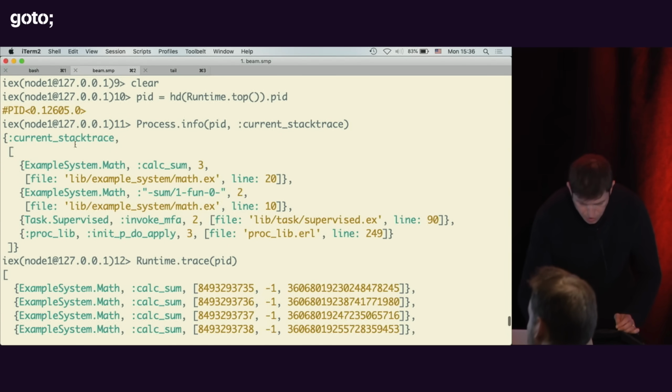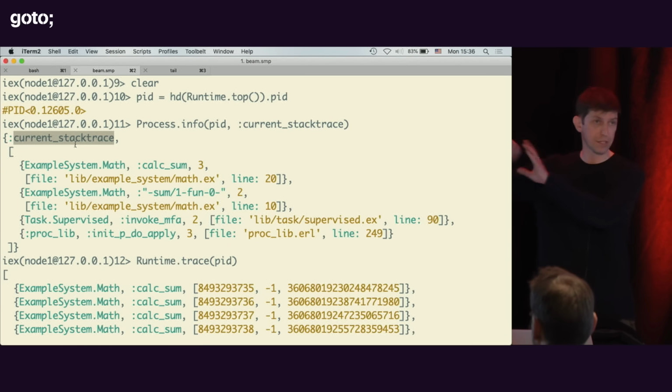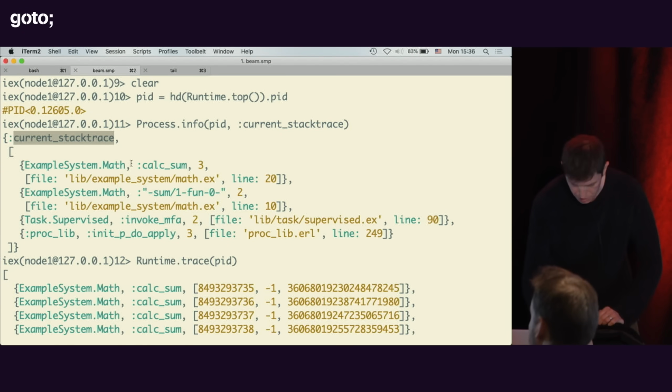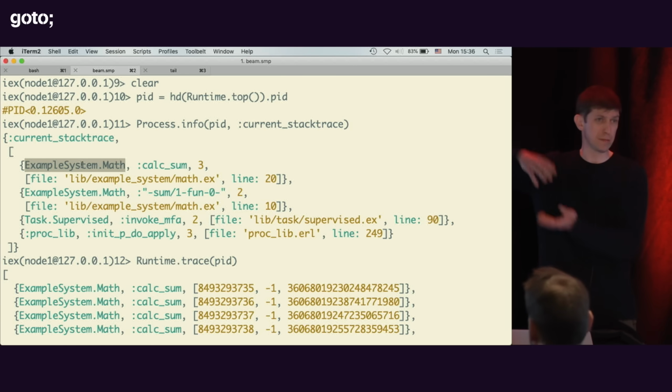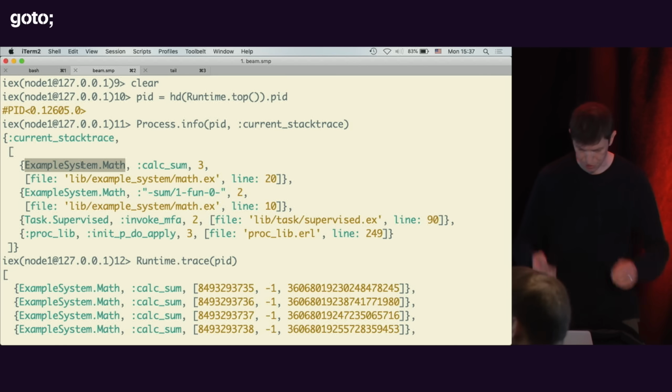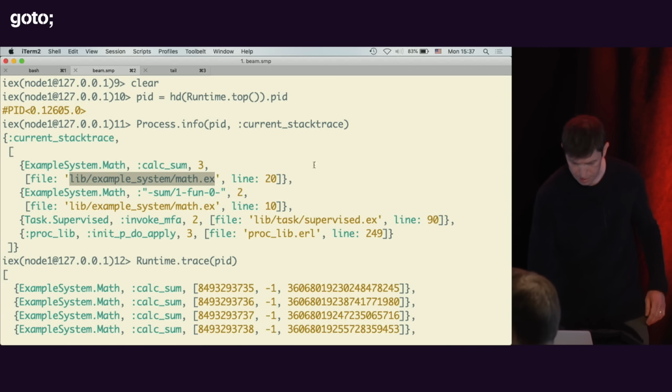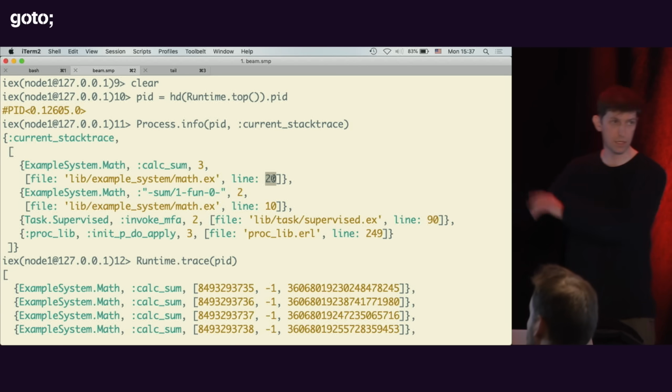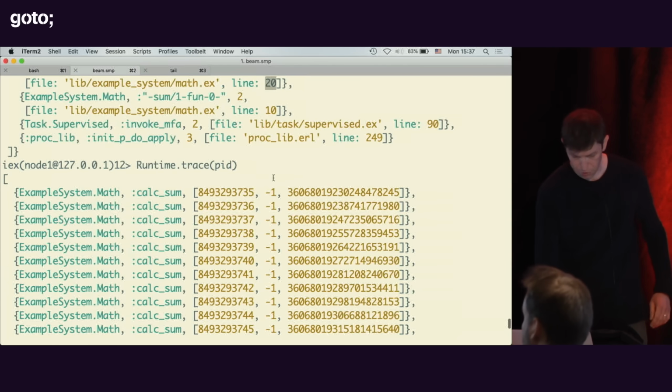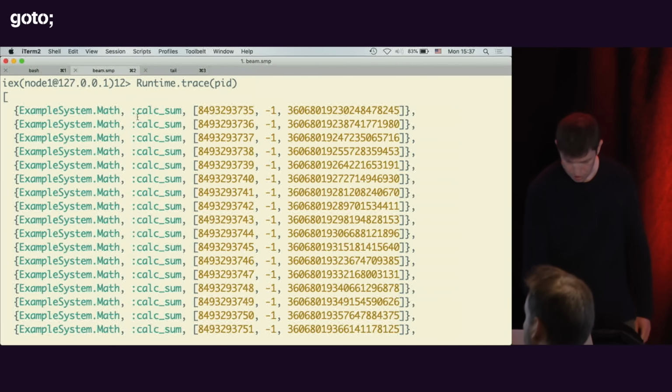So the current stack trace essentially gives me a context where that particular program was in, right? And so I see the function that it was executing, and I see a module. And module is just a namespace, just a bunch of functions bundled under the same name. And then I see the file, and I see the line number, and this puts me to the proper place into the code.